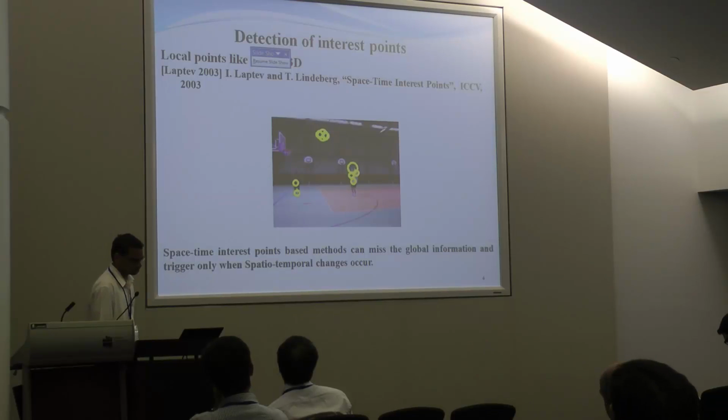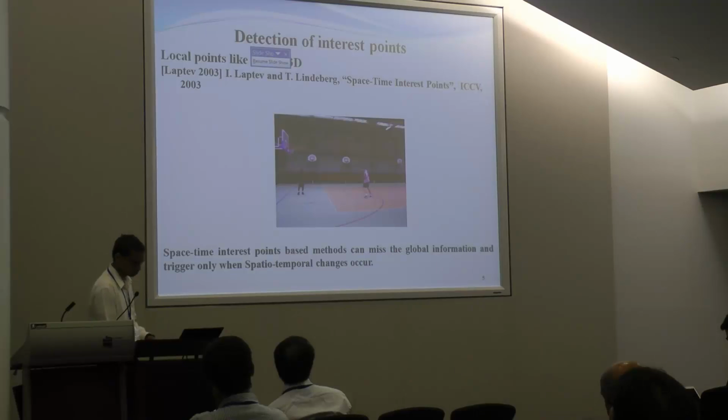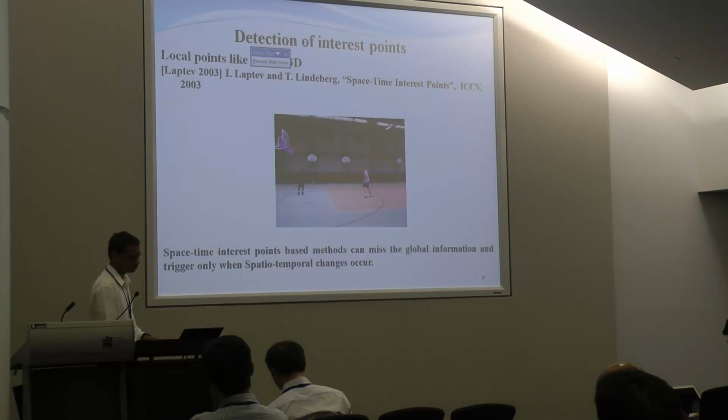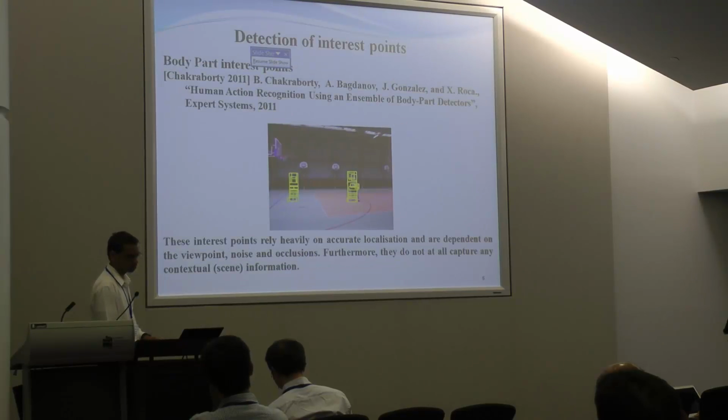Some of the interest points which are quite popular in this field are local interest points, which show the space-time points that vary in time scale. But one of the drawbacks is that they miss global information and only trigger when there are significant spatial temporal changes. Another kind of technique is body part detectors.